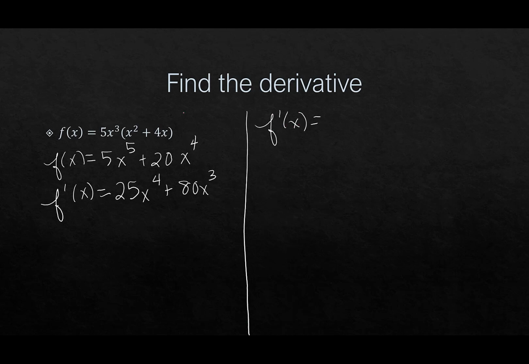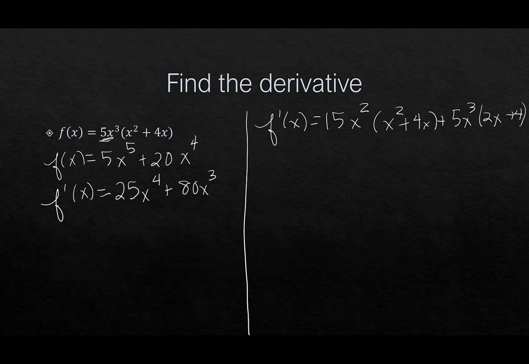F prime of x, I would start with the 5x cubed. The derivative is 15x squared. I would keep x squared plus 4x. And then I would go back to 5x cubed. X squared, derivative is 2x. 4x, the derivative is 4. That gives me 2x plus 4.